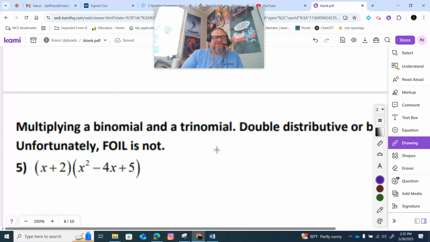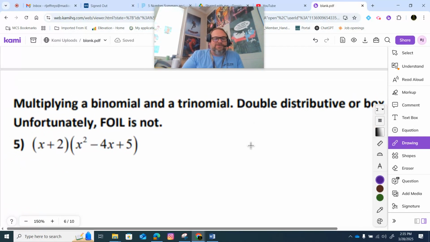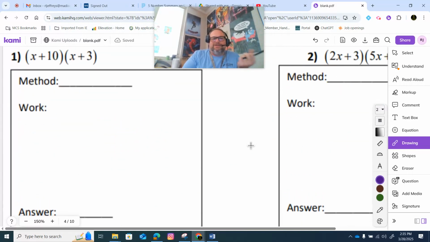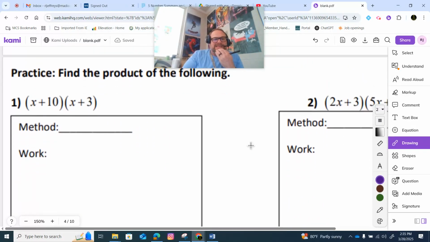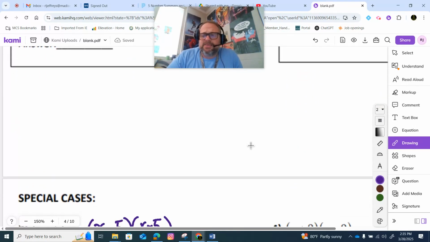Now, also, when we're doing this, we can't use double distributive or box method, so we're going to go over this later. Now, that's basically our lesson. We're going to come back and do this because I want to let the students choose the method that they're working on.